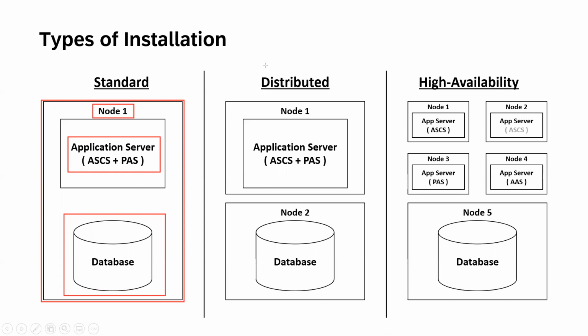Okay, one node. What we have done, we have used a distributed option. So what we have is two nodes, node 1 and node 2. In node 1 we have installed our application server. In node 2, we have installed a database instance. So on node 1 our application instance is running, on node 2 our database instance is running. This is the installation that we have gone through.